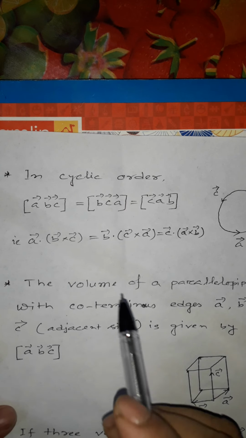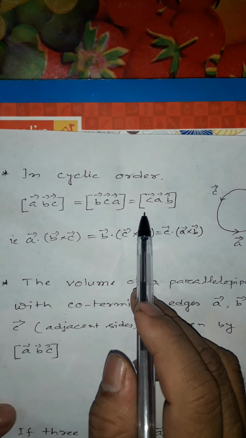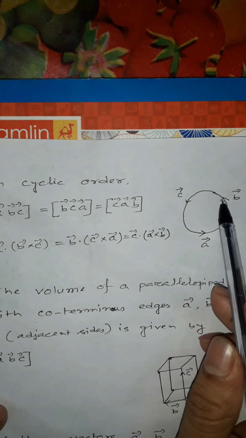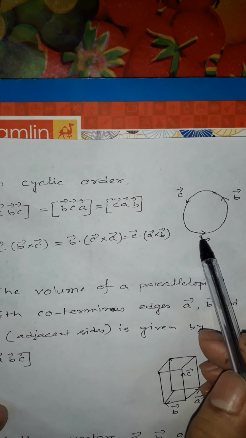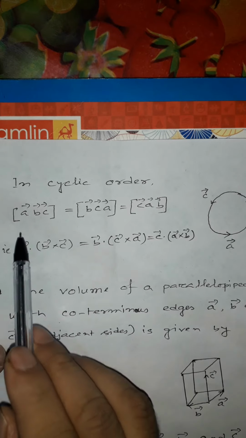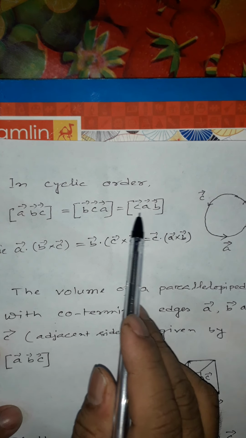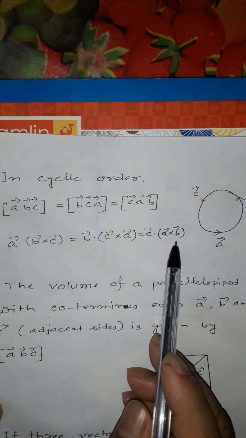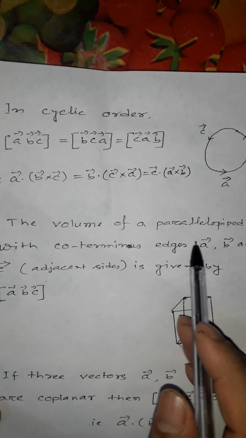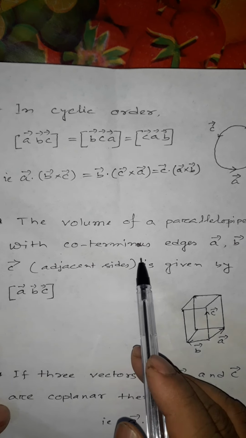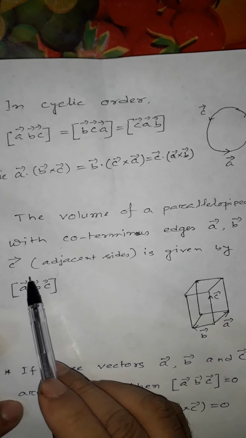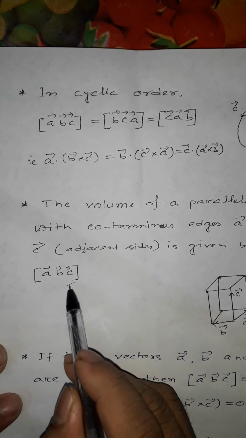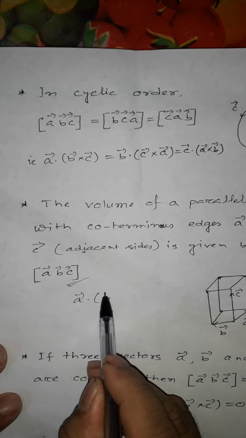In cyclic order, these three products will be equal. A, B, C is equal to B, C, A is equal to C, A, B. That is, A dot B cross C equals B dot C cross A equals C dot A cross B. The volume of a parallelepiped with coterminous edges A, B, and C, that is adjacent sides, is given by the scalar triple product A dot B cross C.